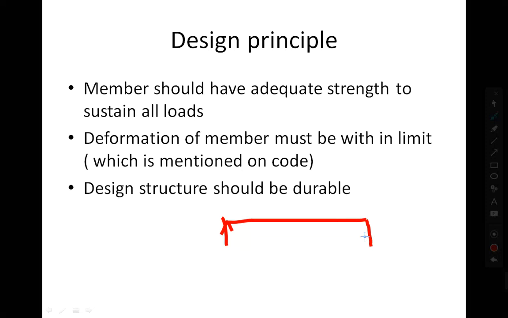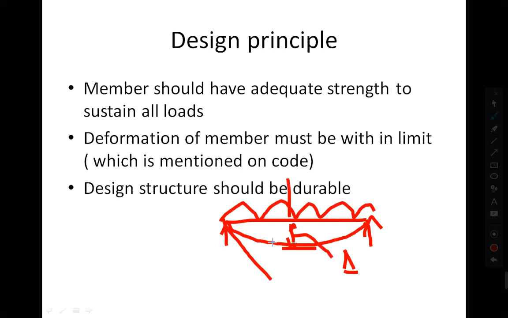On a beam, two deformations we consider. One is vertical deformation, from the tangent to the axis, that is called the vertical deformation. And at this point we draw the tangent to the curve and measure the angle. This angle is called theta. This is the rotational deformation.